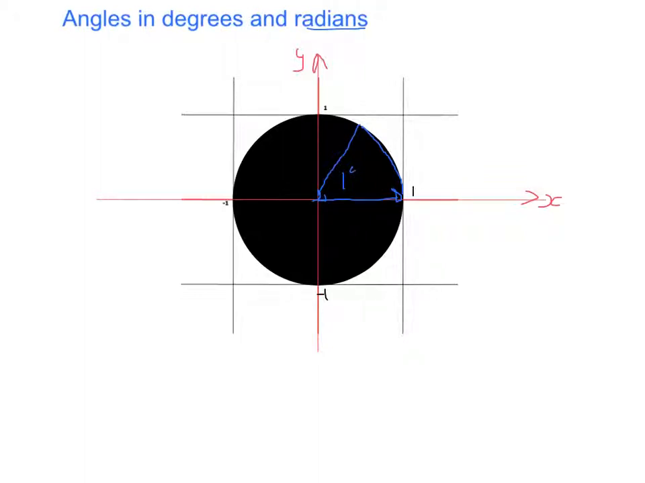Now, 1 radian is approximately equal to 57 degrees. I'll write that up here. 1 radian is approximately equal to 57 degrees.